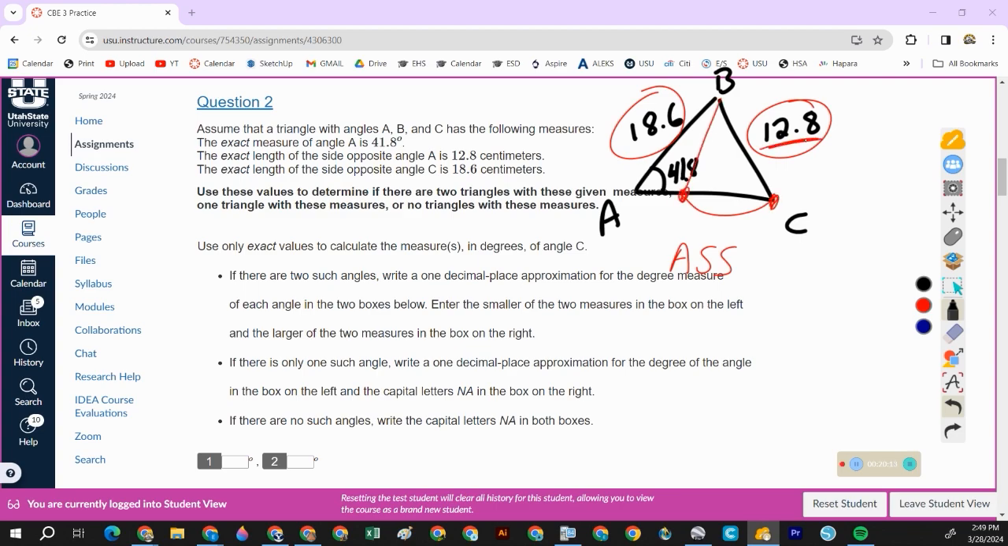So if this side is longer, it only has one answer. If that side is shorter, it either has two answers or no answers. So we set it up. The sine of 41.8 over 12.8 is equal to the sine of C over 18.6. So we multiply this side by 18.6.